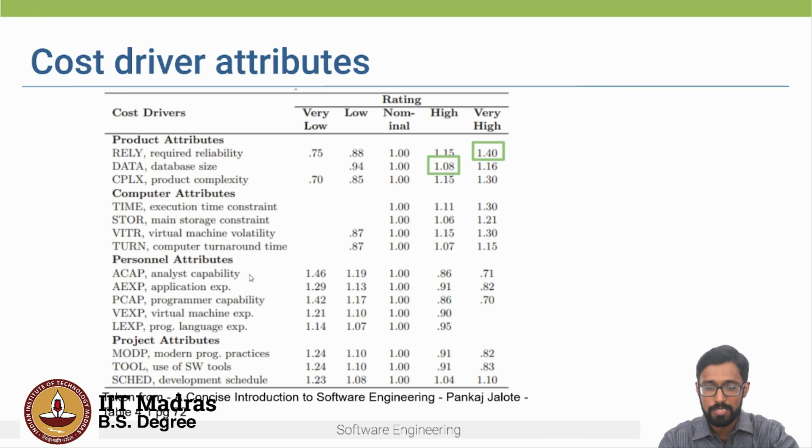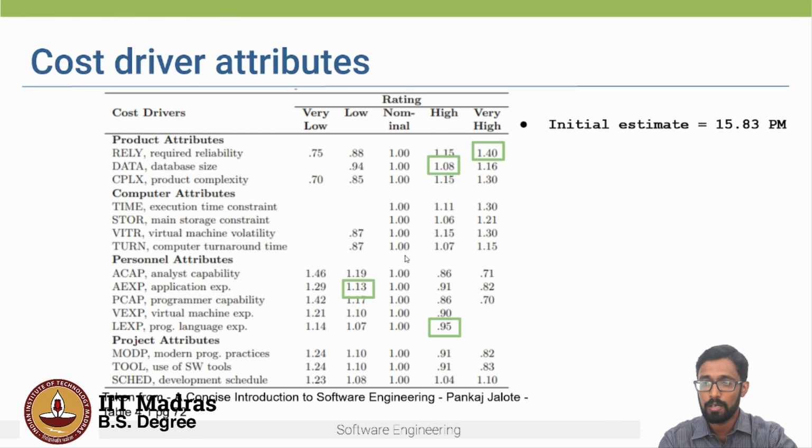Now, if we look at some personnel attributes, let's say the application experience of my team is low, right? So I will choose this as 1.13, which is higher than if it is very high. And let's say my team has good programming language experience, so I rate it as high, right? The multiplying factors for all 15 cost drivers are multiplied to get the effort adjustment factor. In this case, I'm just taking 4 drivers for simplicity.